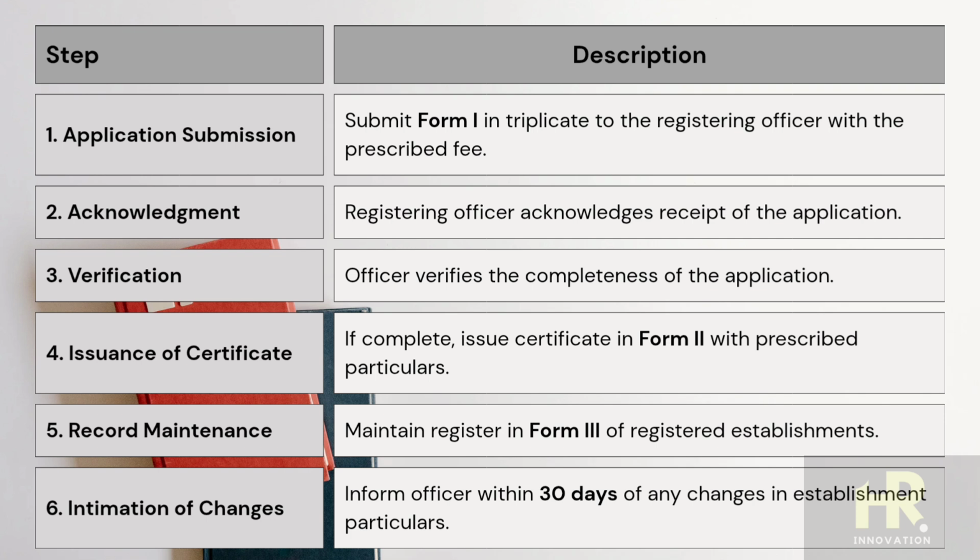Step 4. If all is good, the officer will issue a certificate of registration in Form 2, with all the required details. Step 5. Maintain register in Form 3 of registered establishments. Step 6. If there are any changes in the establishment's details, the employer must inform the officer within 30 days. And that's the complete process, clear and simple.